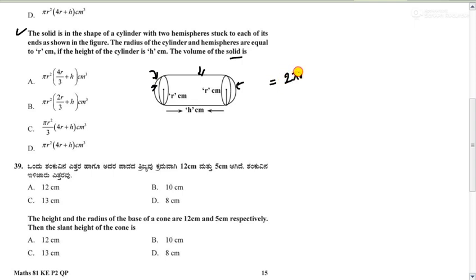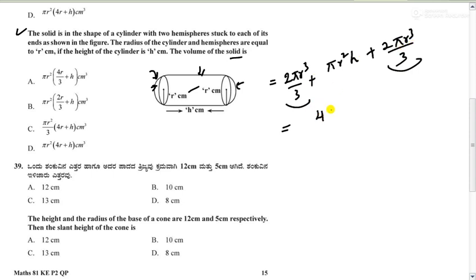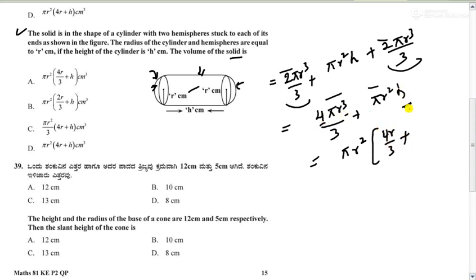It is 2 pi r cube by 3 plus, for this you have formula pi r square h. Once again 2 pi r cube by 3. Now what can you take common? See here, these two if you add, both of them are same, so we can write them as 4 pi r cube by 3, correct? 2 plus 2 is 4, and here pi r square h. Now in both of these we have pi r square common, so you can take it as common pi r square. So here you will be left with 4r by 3 plus here it will be just h. So this is the right answer.